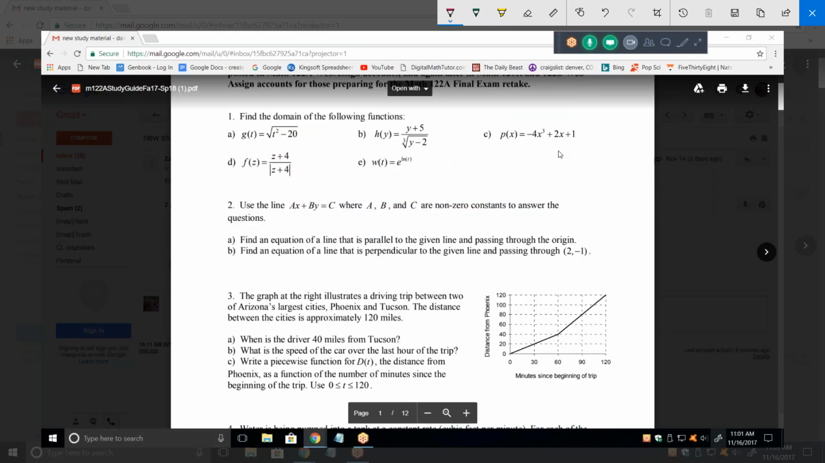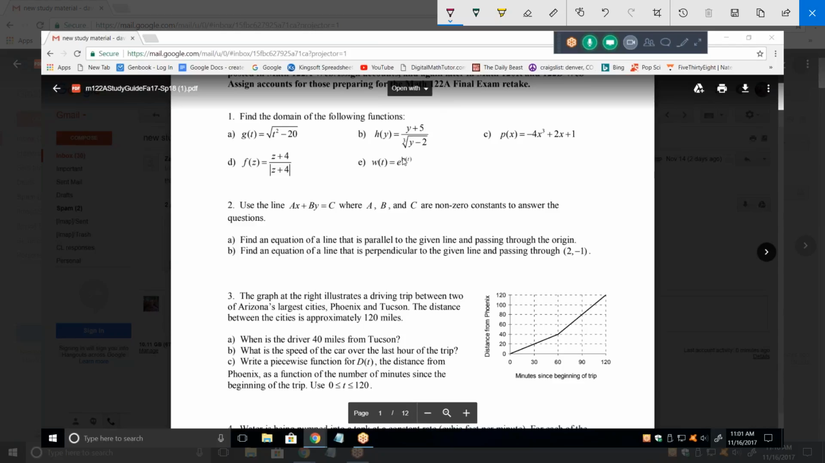Number C, that is a polynomial. Does it have any domain restrictions? Yeah, it will have 3. What are they? Tell me what x cannot be. That's it can't be 0. You want to think about domain restrictions as being what can x not be. Not so much what can x be, it's what can x not be.